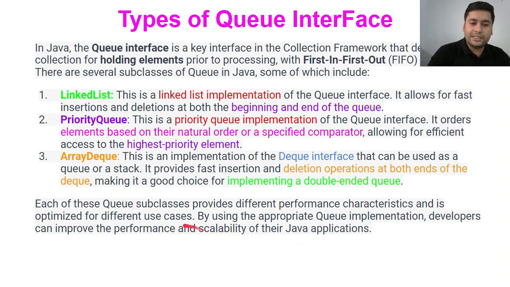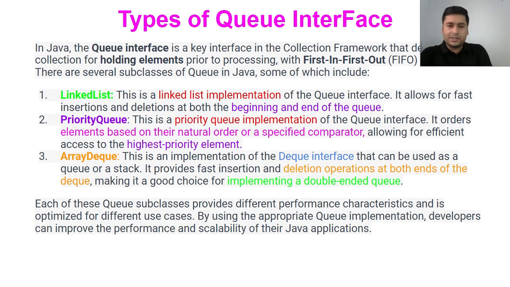Okay, each of these queue subclasses provides different performance characteristics and is optimized for a different use case. So based on your use case, your situation, your requirements, you can select a particular one like LinkedList, PriorityQueue or ArrayDeque. Those are the implementations of the queue. By using the appropriate queue implementation, a developer can improve the performance and scalability of their Java application. So it's simply saying that if you use the proper classes, it will increase the scalability and performance for the developers. Okay, so I think it's right.